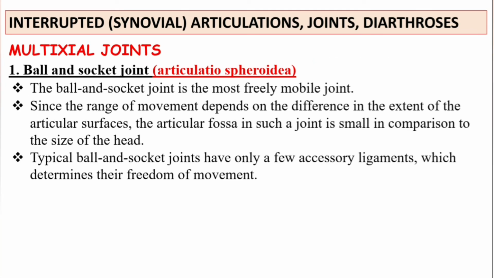Okay. The ball and socket joint is the most freely mobile joint, since the range of movement depends on the difference in the extent of the articular surfaces. The articular fossa in such a joint is small in comparison to the head, right?